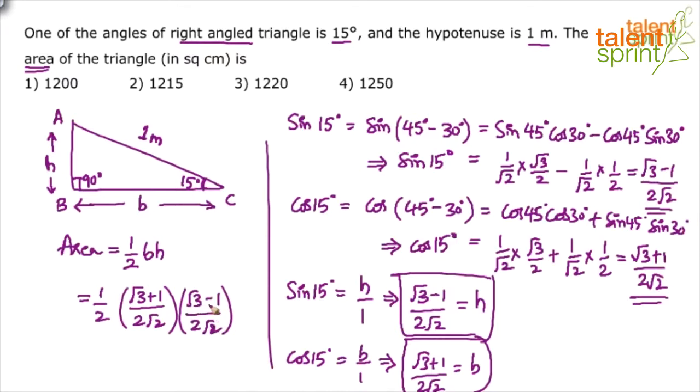Simplify. So root 3 plus 1 into root 3 minus 1. A plus b into a minus b, a square minus b square. So 3 minus 1, 2. And this 2 gets cancelled. And what is 2 root 2 into 2 root 2? This will be 4 into 2, 8. So finally we get 1 by 8. Remember, the area that we have got is 1 by 8 meter square, because we have taken the hypotenuse as 1 meter, right? So this is 1 by 8 meter square.